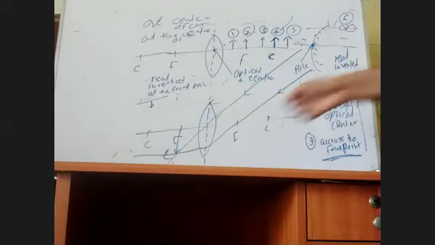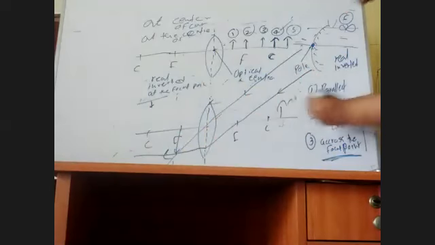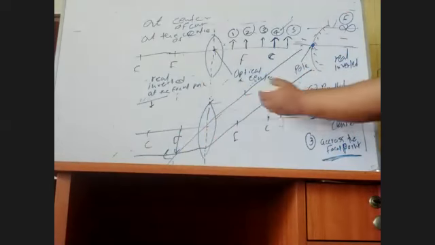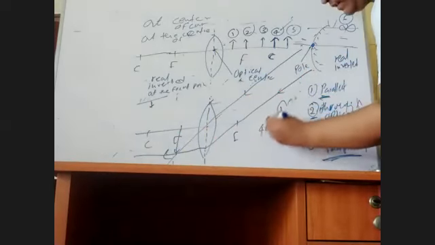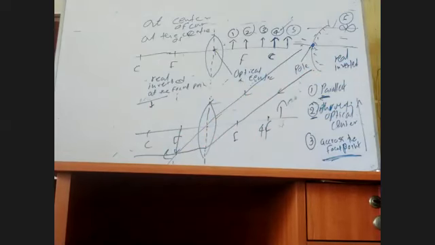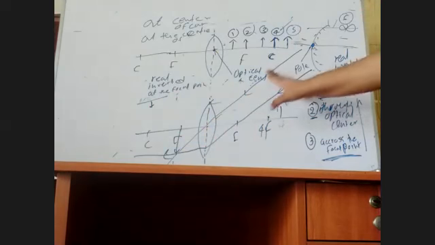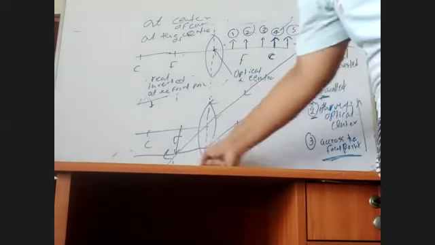You have to take the object and assume that it is at a distance greater than the focal length. You can assume the object is not on the paper, it is very, very far away from the paper, and then you can draw the ray diagram like this.